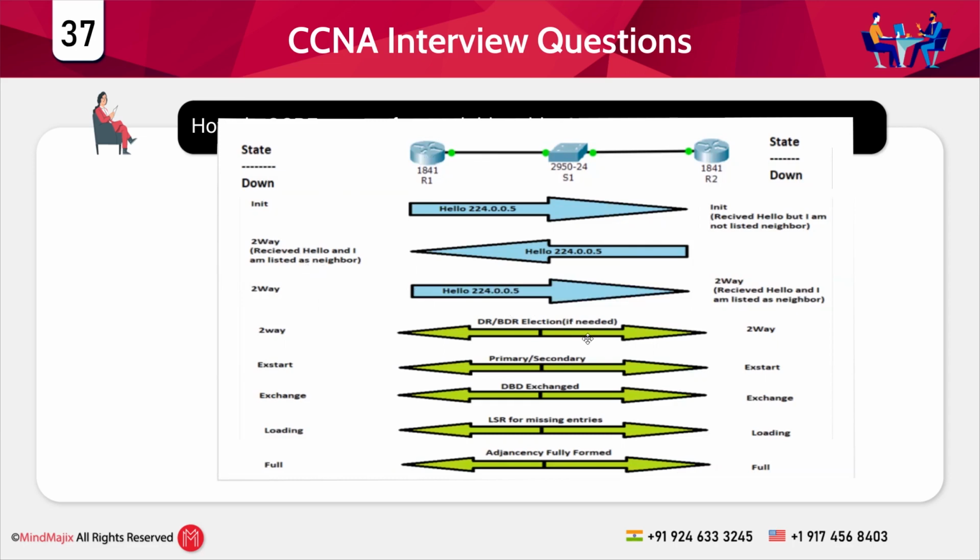DR will be elected provided we have a broadcast network here. If it is a switch, then it is a broadcast network. If it is a serial link, then it will be a point-to-point network where DR is not elected. So it is an optional step, depending on whether we are using a broadcast network or a point-to-point network.